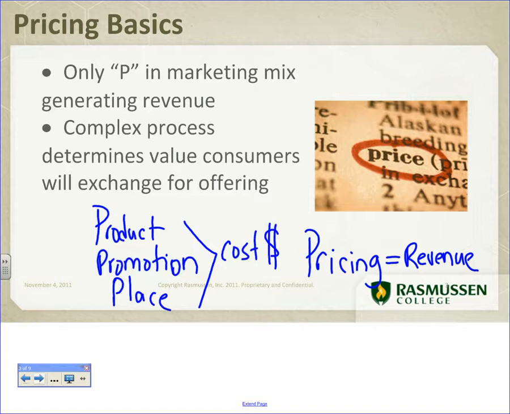Right? And it is a very complex process. I'm going to be presenting it in a very straightforward manner today, but there is a lot that goes into determining the value that consumers will exchange for your offering. Now, in the traditional for-profit business model, that value, of course, is money. But there are other exchanges of value that can be considered, particularly in the nonprofit world.